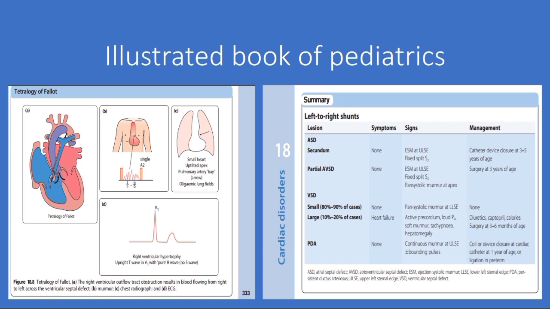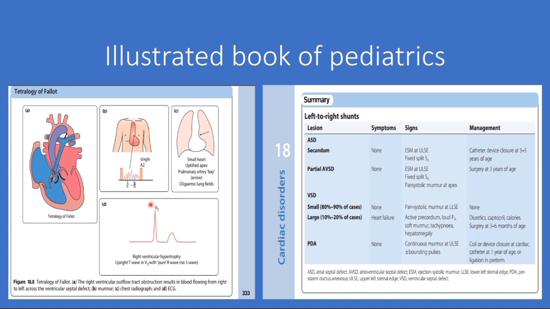See this diagram 18.8. In diagram A it is a heart shape. In this they demonstrate the four components of the tetralogy of Fallot. This is the tetralogy of Fallot. The four components: pulmonary stenosis, VSD, overriding of the aorta, and right ventricular hypertrophy.